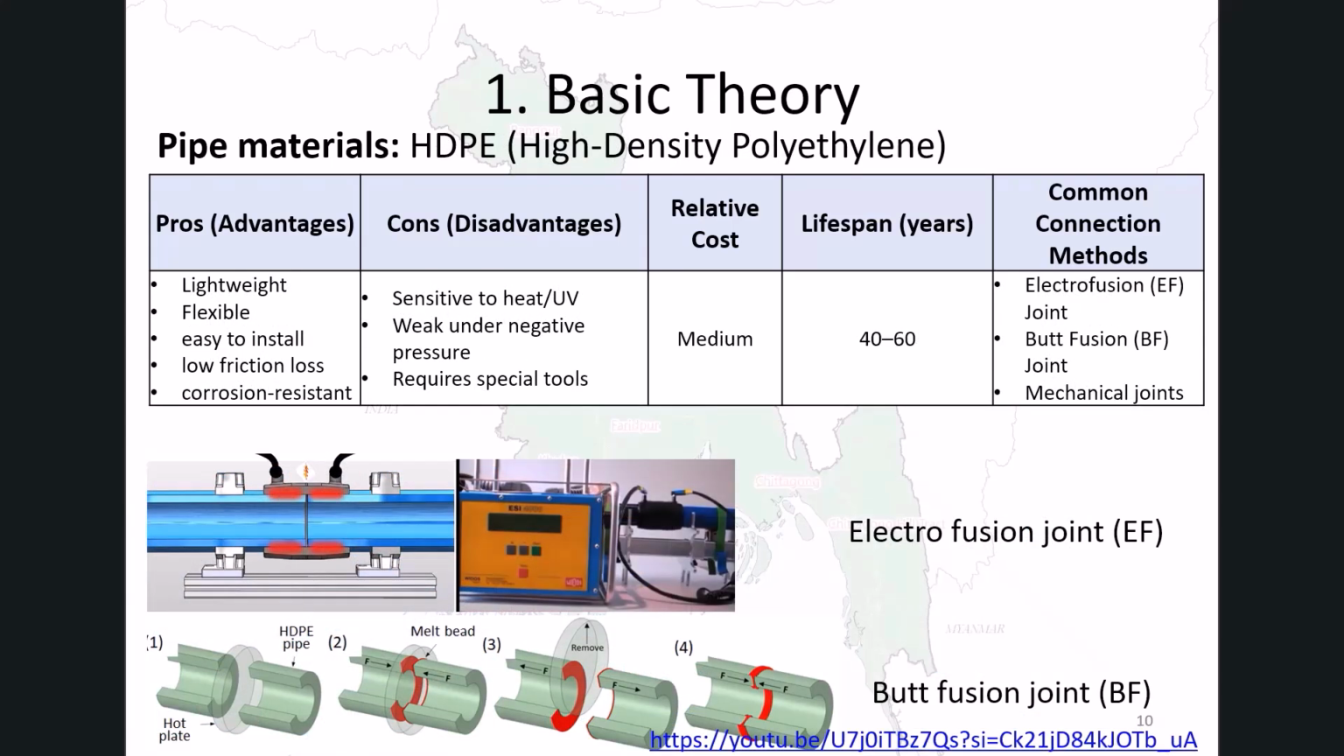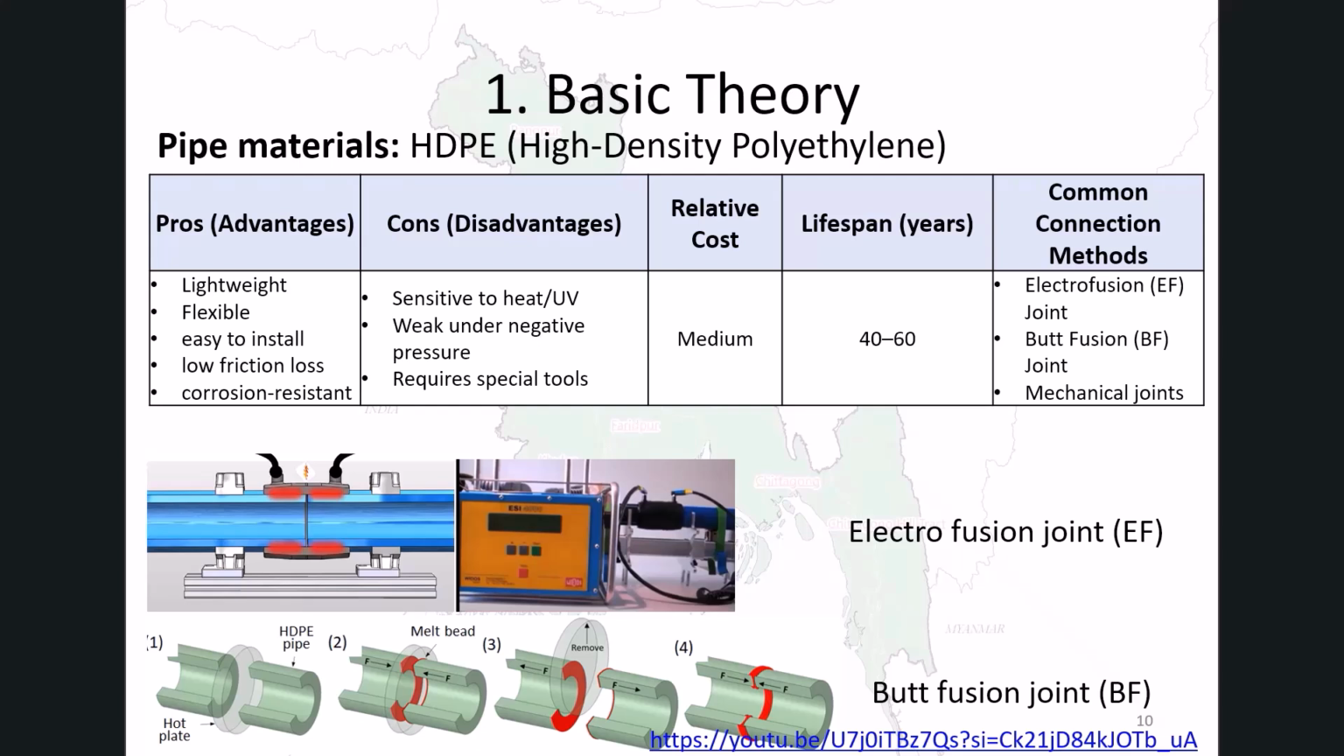HDPE pipes are lightweight, flexible, and highly resistant to corrosion. The main jointing methods are electrofusion and butt fusion. Electrofusion uses electric current to heat metal coils embedded in the fitting, melting the pipe and fitting surfaces and fusing them together. It is simple and reliable, but relatively expensive.